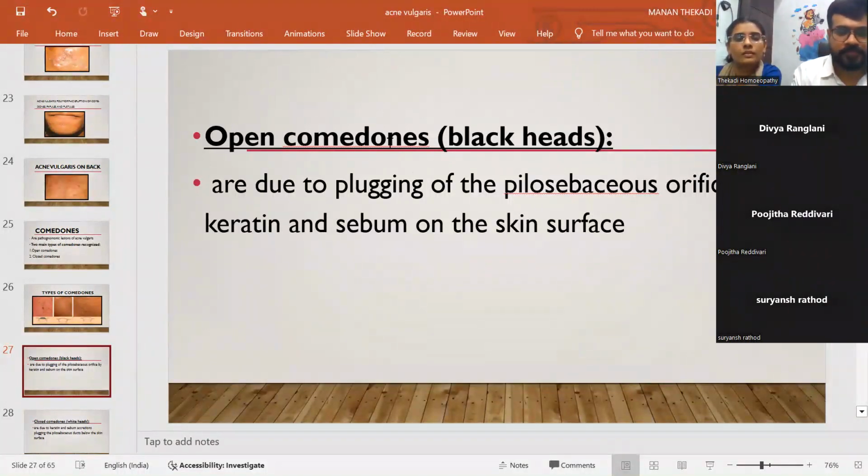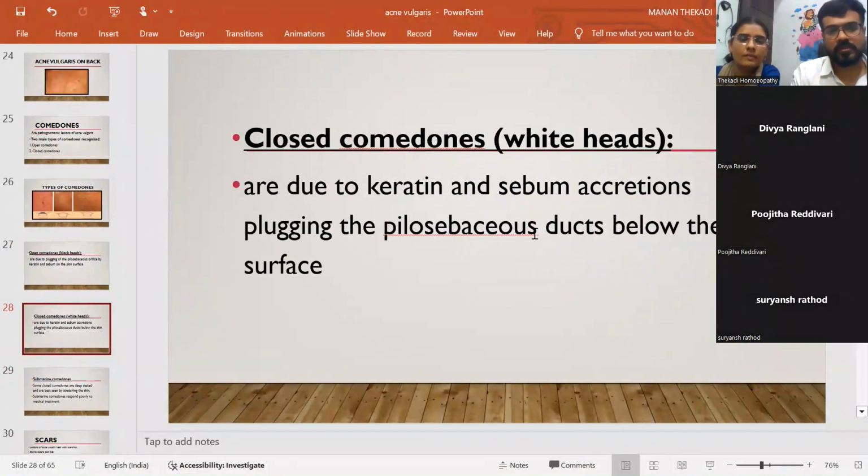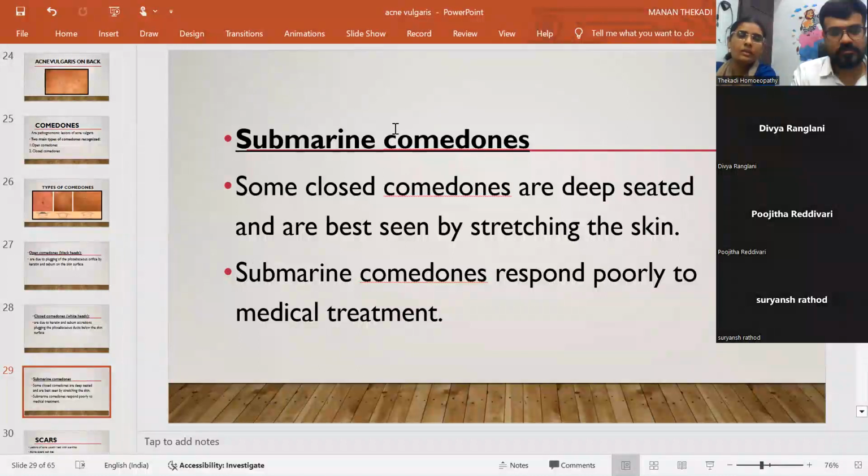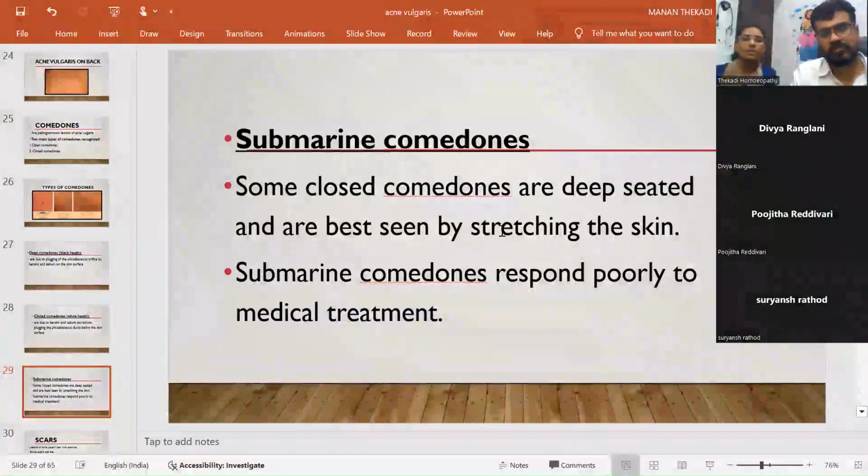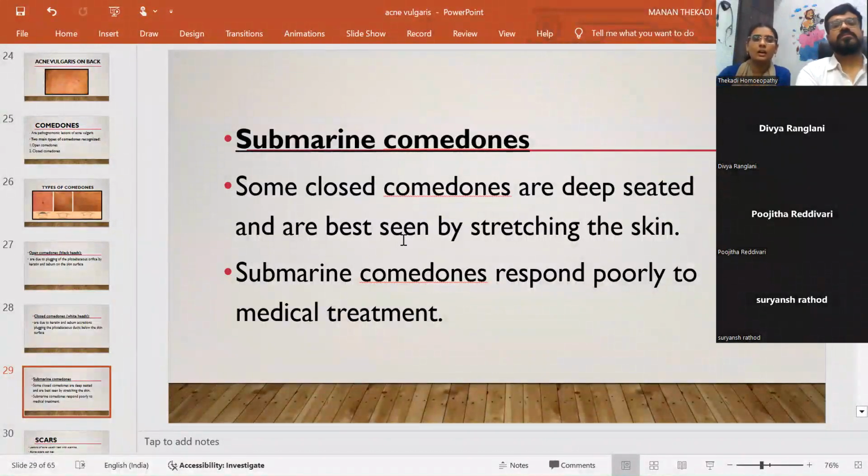So in the open comedones, generally the orifice is open, and in the closed comedones, the pilosebaceous duct is clogged. Okay, now the submarine comedones are deep-seated in the skin. So we can see them clearly after stretching the skin.